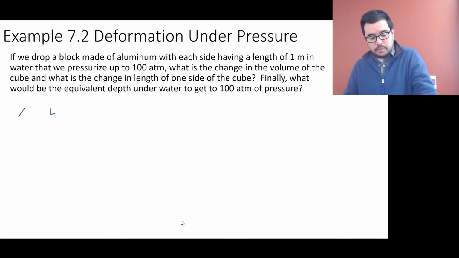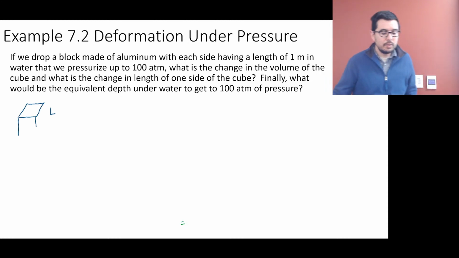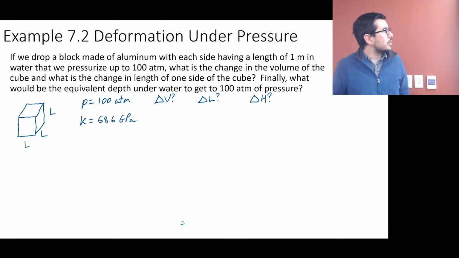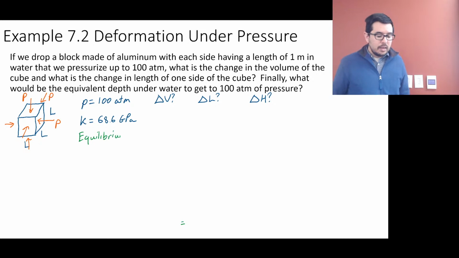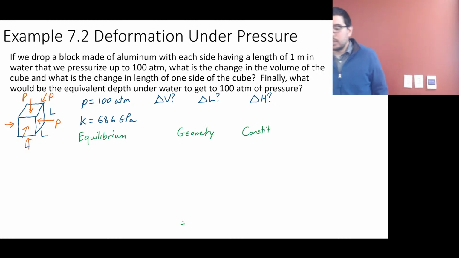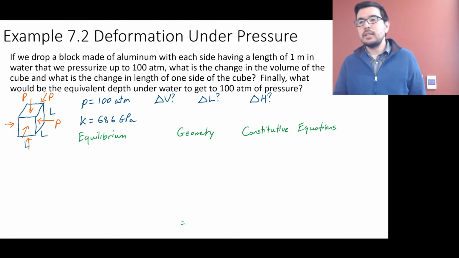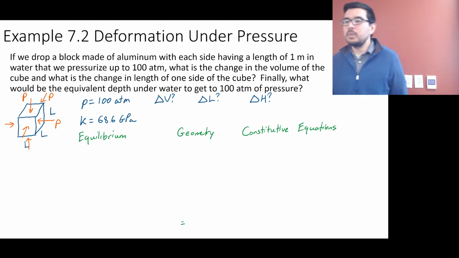So let's draw out our cube, and we say, okay, each length is L. We have pressure, we have questions about change in volume, about change in length, about how deep we have to go, and we have all this pressure acting on the system. If we take our general approach, we might write out 3 columns. And sometimes these columns are a little bit sparse. There's not much to write there.